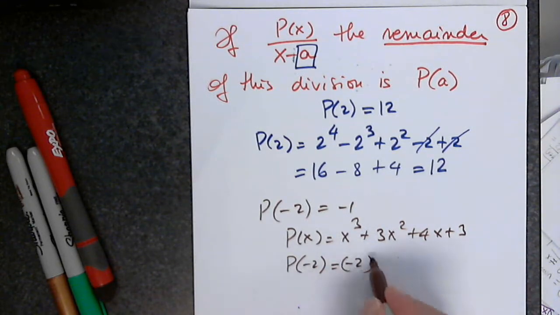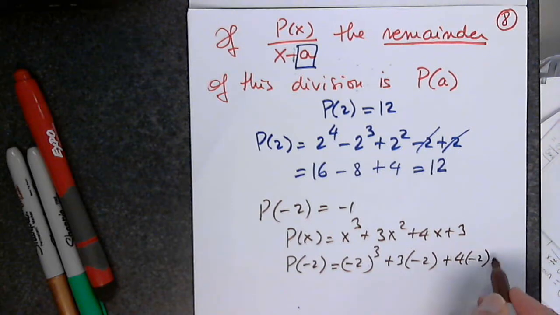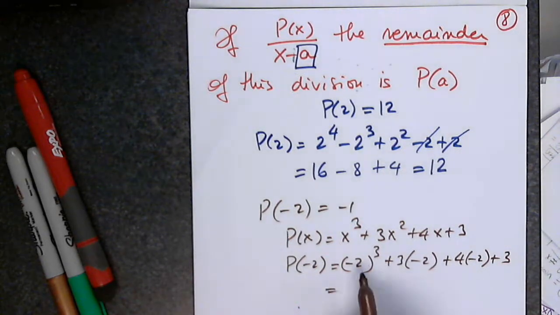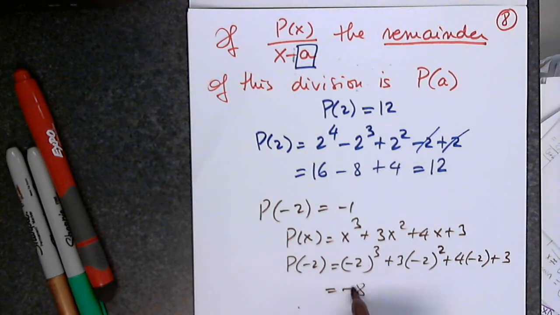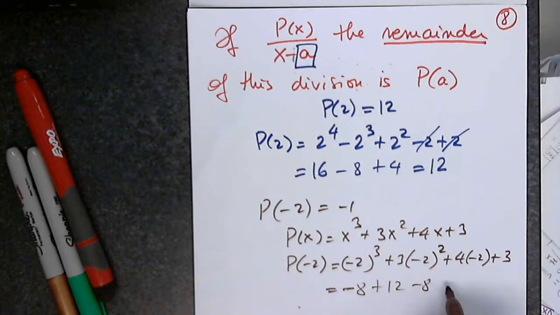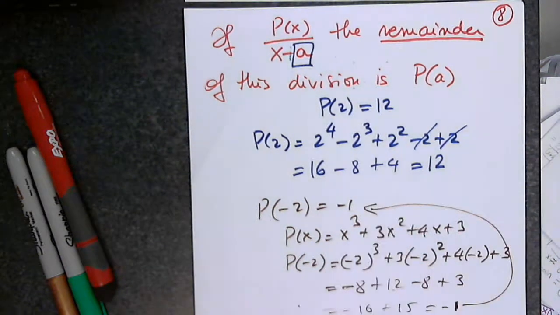So this is negative 2 to the 3rd plus 3 times negative 2 squared plus 4 times negative 2 plus 3. So negative 8, and this is 3 times 4, positive 12, and this is negative 8 plus 3. So this is negative 16, and this is positive 15, and this is negative 1, as expected.